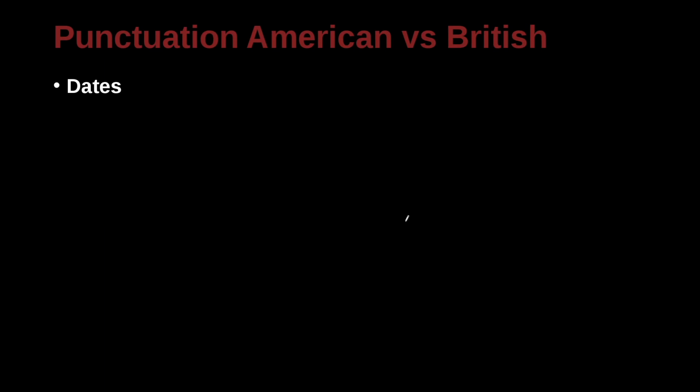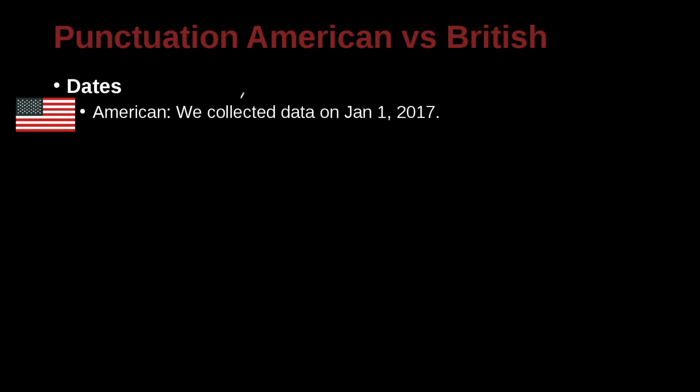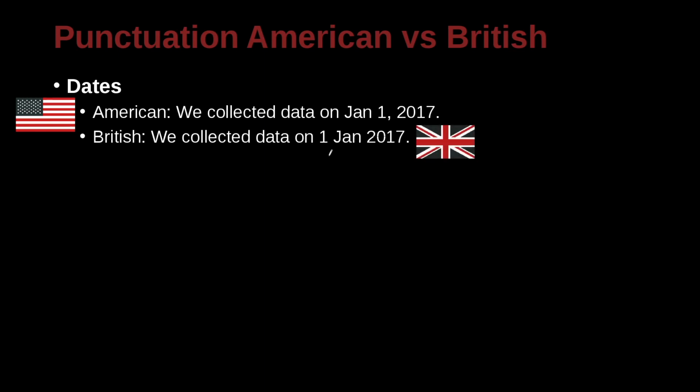Let's look at some other differences, and that would be in dates. So here we have the American common usage of the date, which is, for example, January 1, comma, 2017. No space before the comma, one space after the comma. In the British approach, we would reverse things a little bit, and we'd have, we collected data on 1 January 2017. No comma there at all. There's no comma any place, right? And we put the day first.